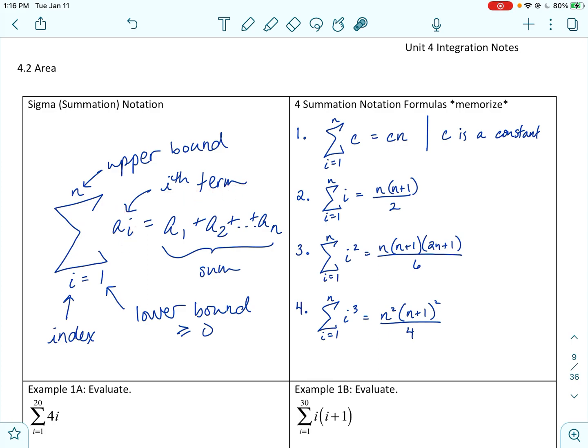All right, and then over here we have our formulas. If I have the sum of a constant, then the formula is the constant times whatever that upper bound is. Here, if I have the sum of i, my ith term, then I can use this formula and plug in that upper bound right here. Same thing for 3 and 4 if I have i squared and i cubed. So let's go ahead and look at a couple of examples.